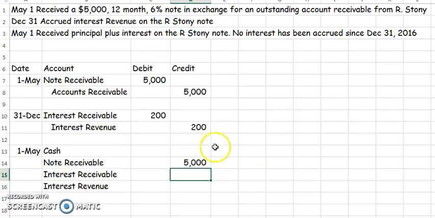The interest receivable, after this, they will no longer owe us any money, and so here we had a debit to interest receivable of 200. Since they won't owe us anything after this, we'll go ahead and credit that to make it go away.